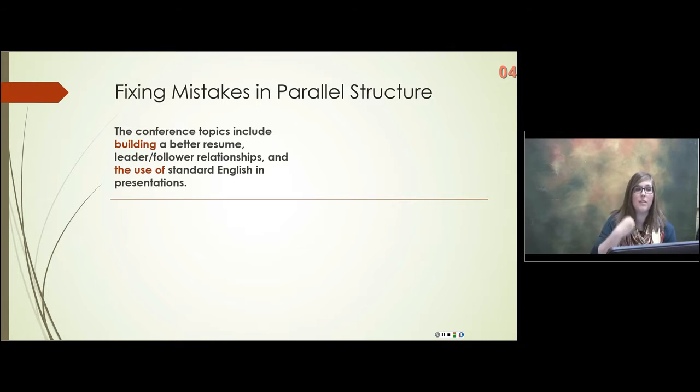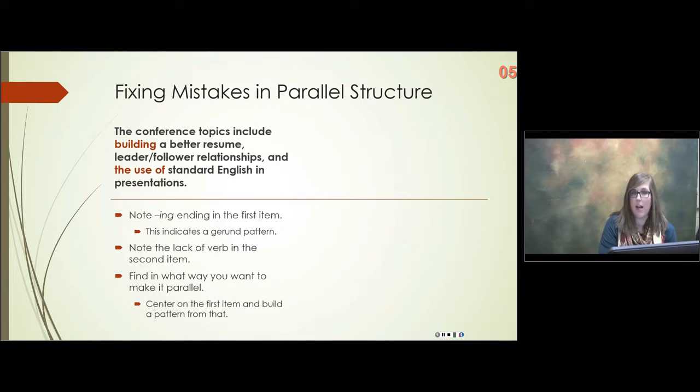This one: conference topics include building a better resume, leader-follower relationships, and the use of standard English in presentations. So I've highlighted some of our wonky areas. There's an -ing ending in the first item. It indicates a gerund pattern. If you're not familiar with what a gerund is, it's when a verb acts as a noun. So walking is my favorite pastime, or running is a good form of exercise.